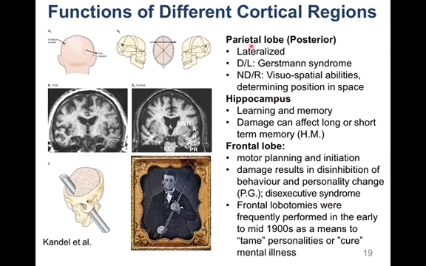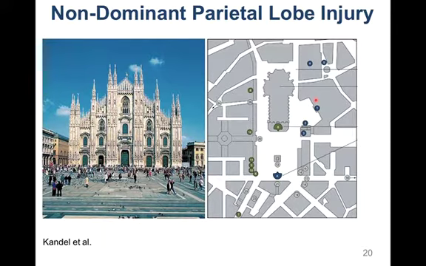What happens when there's damage to the posterior parietal lobe? And that's lateralized, meaning the symptoms will differ depending on whether it's damage to the left or right posterior parietal lobe. So dominant, which is often left, results in Gerstmann syndrome, and we'll see some of the symptoms associated with Gerstmann syndrome, which is relatively rare, on the next slide. And then in the non-dominant, or typically right posterior parietal lobe, there's issues with visuospatial abilities. This is you determining where you are in space, and I'll give you an example on the next slide.